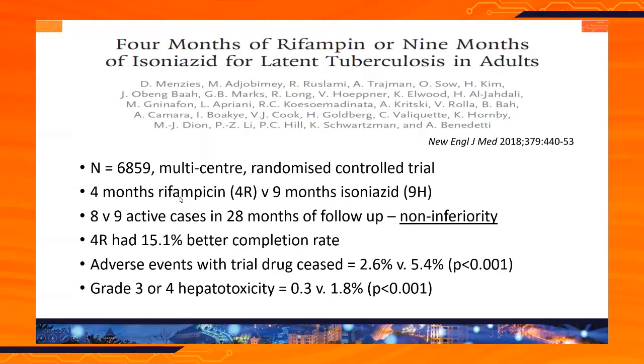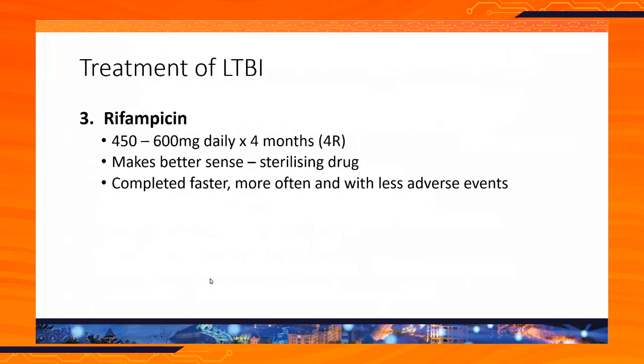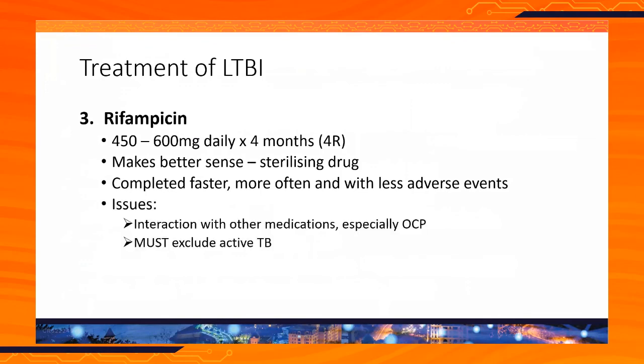In other words, the rifampicin was equivalent to 9 months of isoniazid, but with a substantially better completion rate, and in fact, a lot fewer side effects than the isoniazid, in particular the severe hepatotoxicity. And so this regimen is completed faster than isoniazid, is completed more often, and gives fewer adverse effects. And so I think it is, on balance, generally a better regimen.